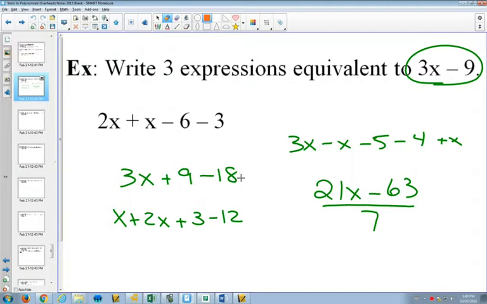This dividing one, remember when you divide each term by the 7. So 21x divided by 7, well, 21 divided by 7 is 3. And then you have minus 63 that would divide by 7. And 63 divided by 7 is negative 9 as well.